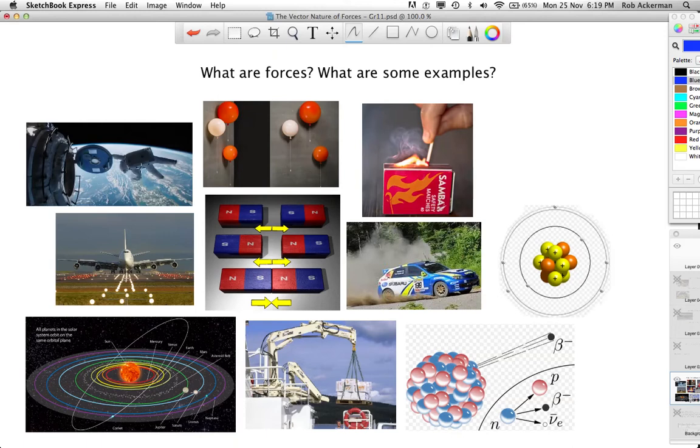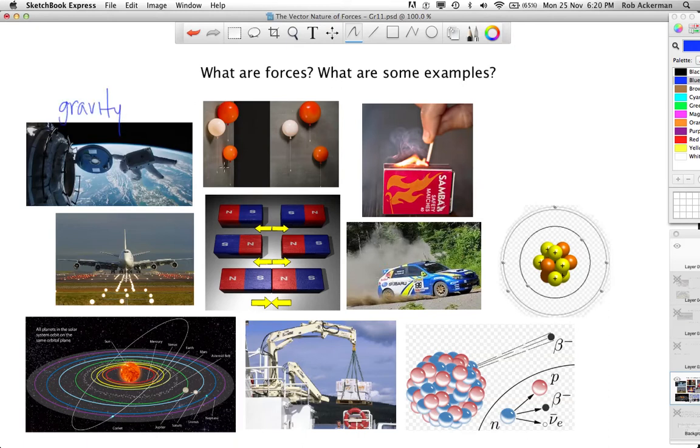It's an image of an astronaut near the space station, and this astronaut is, along with the space station, orbiting Earth. What is the force that is allowing the astronaut and the space station to orbit Earth? I think we all know that that, of course, is the force of gravity.